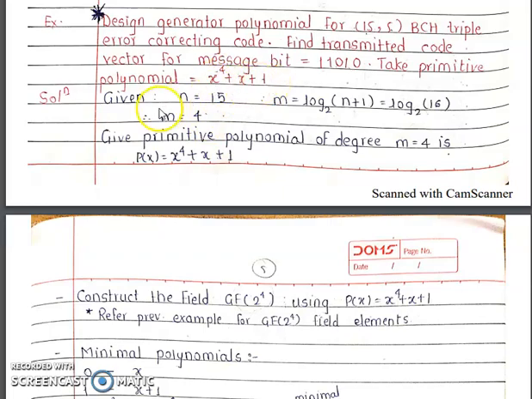So the solution for this numerical: given n is equal to 15. From that 15, m is log to the base 2 of n plus 1, so m is coming 4. So the primitive polynomial is x raised to 4 plus x plus 1 because m is equal to 4.